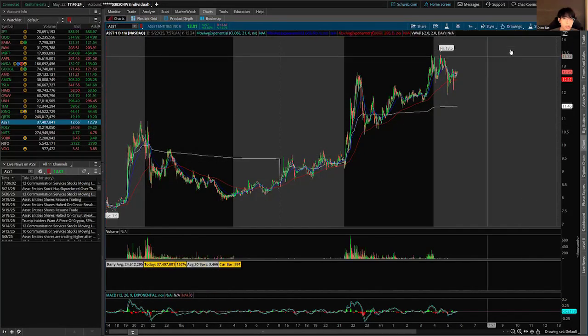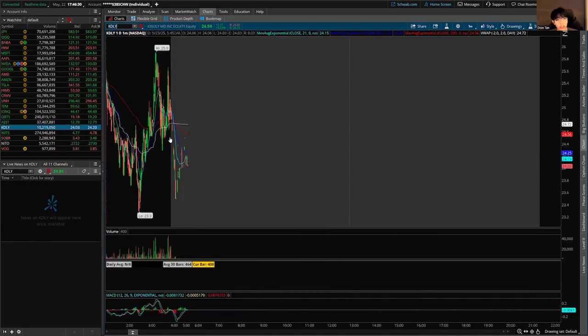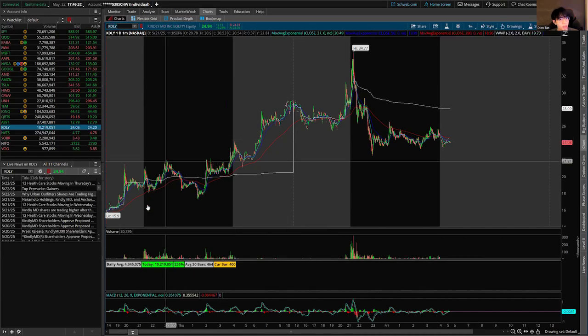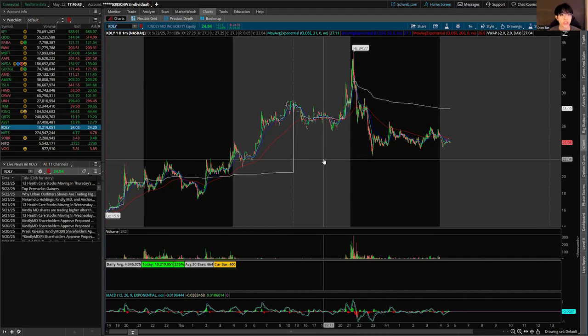But if you compare this to KDLY, let me show you guys over here. If you compare this to KDLY, the overall action was a little choppy, but at the end of the day, it went up, right? So understanding this means that there is an inverse relationship with how KDLY acts and how ASST acts.